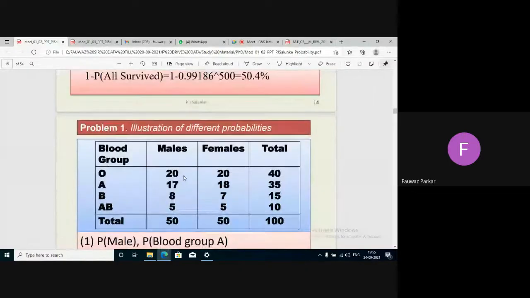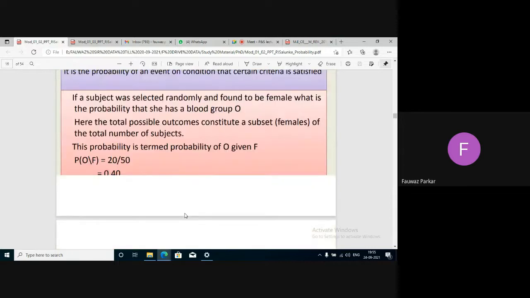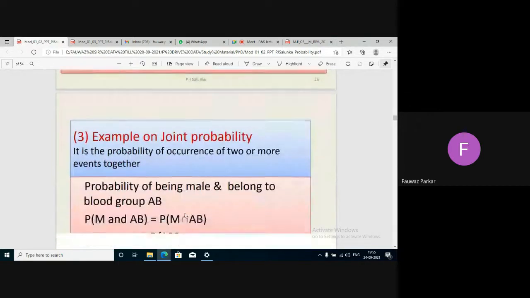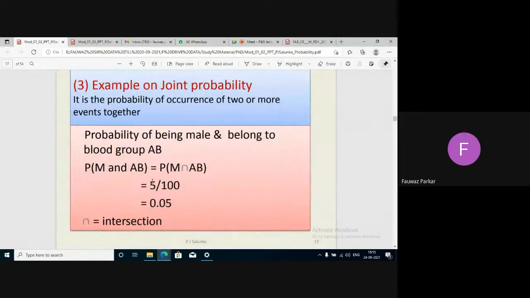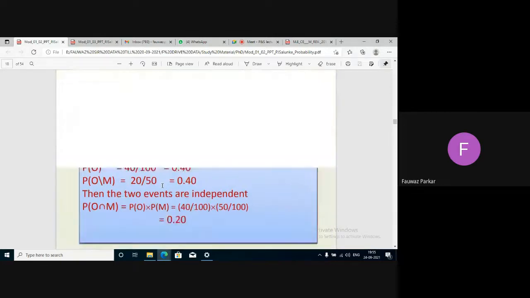Belonging to AB group. So simply what you need to do is A intersection. These are all what? Intersection values. Male and A group. So male intersection O, male intersection A, male intersection AB, male intersection B. So if you want to find male and having blood group AB, the total is 100. So male and AB will be what? 5 upon 100. The concept of intersection will come in handy here.